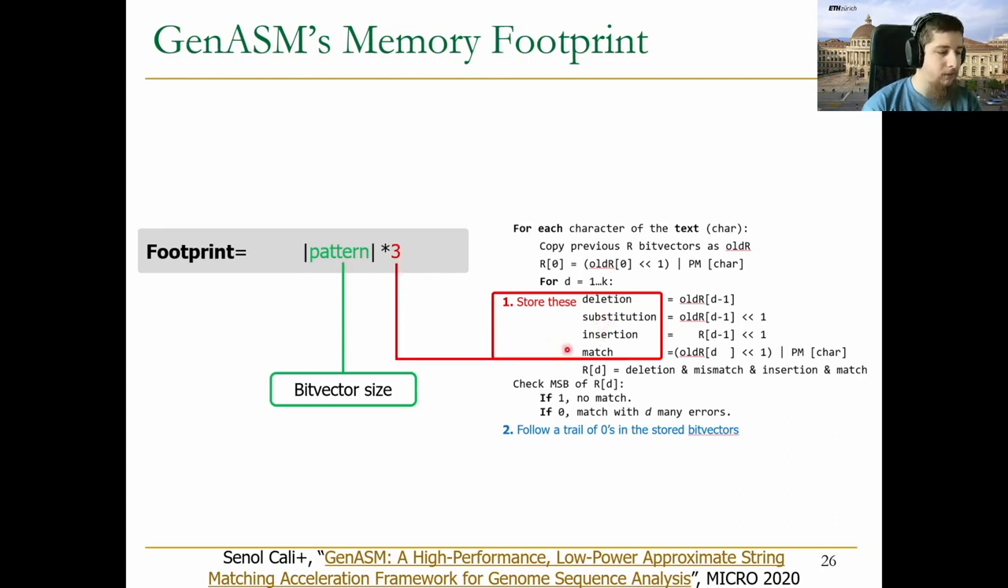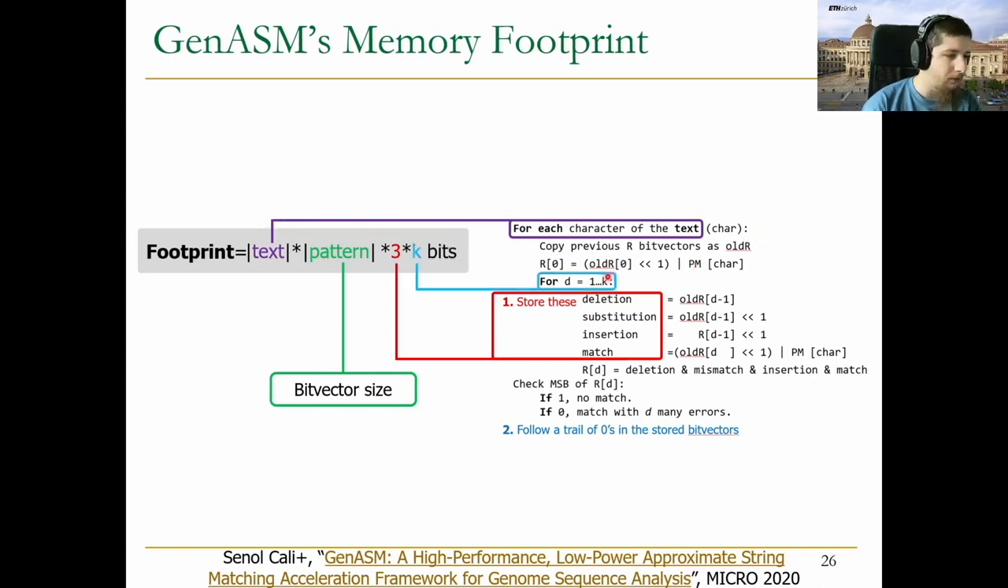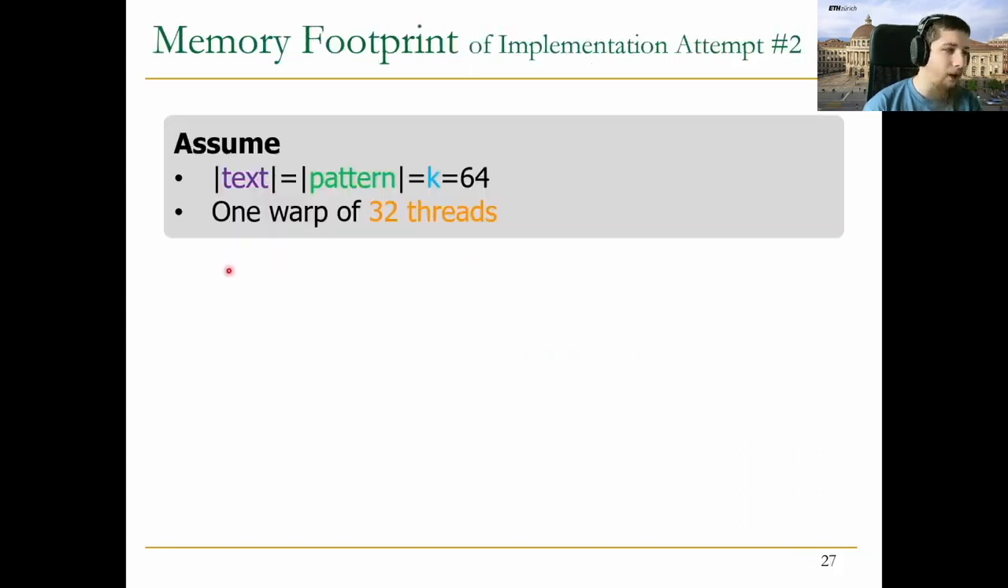Then we need to store 3 out of these 4 bit vectors because, well, one of these is just the shifted version of the other, so 3 of them are sufficient. And then we have the loops, so the outer loop and inner loop. So this K, by the way, is an edit distance threshold, the maximum number of edits considered. So what's crucial here is that this is several terms multiplied together.